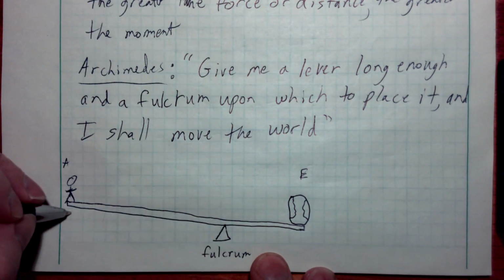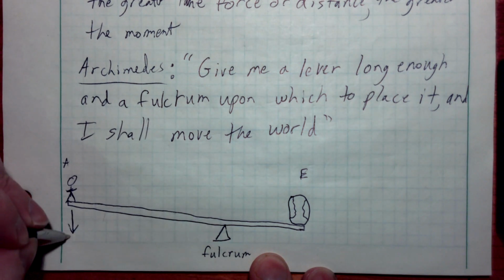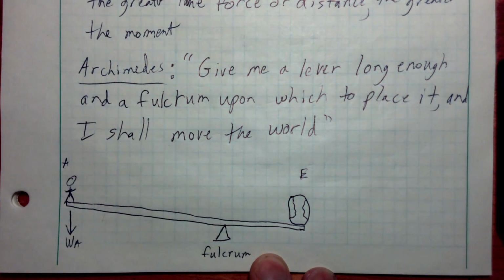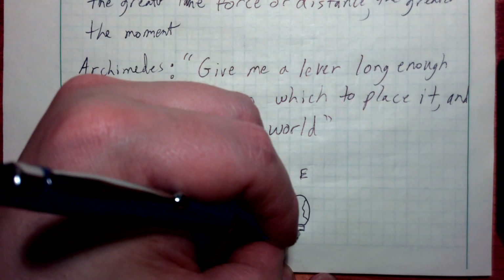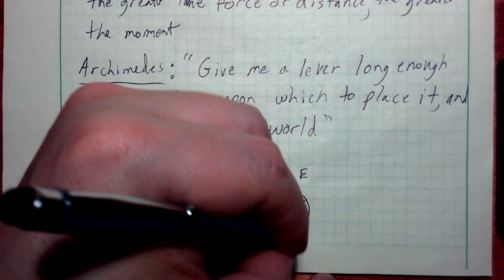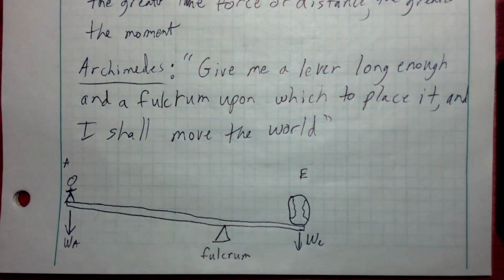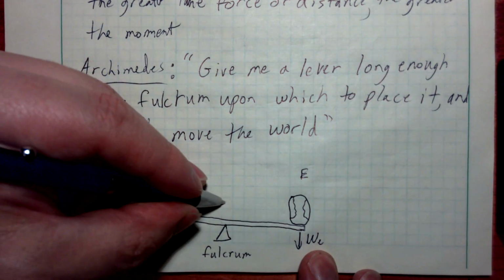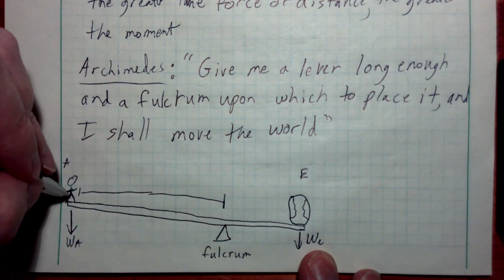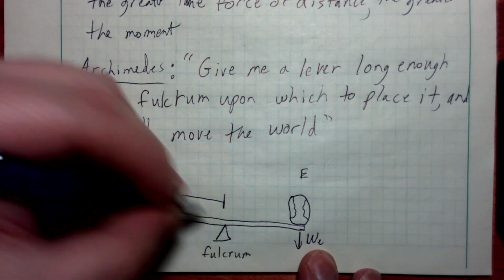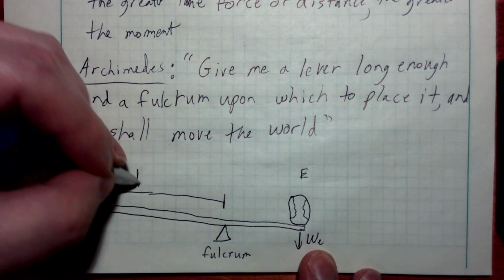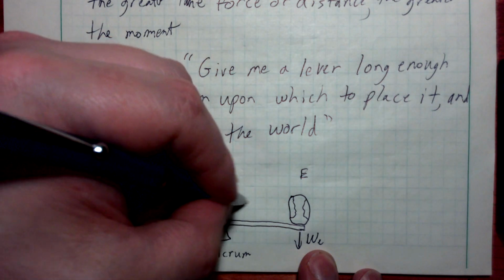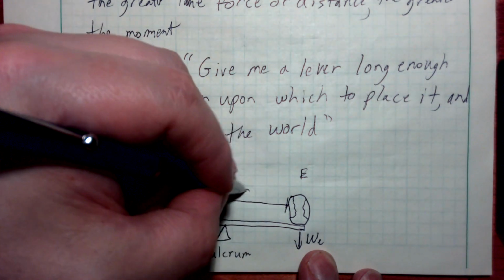What are we saying? Well, we're saying that Archimedes has a weight, the weight of Archimedes, or an amount of force that he can apply. The Earth has a weight. There's the weight of the Earth. And we're saying that there's a distance between Archimedes and his weight and this point of rotation, the fulcrum. Distance for Archimedes, and there's a distance to the Earth.